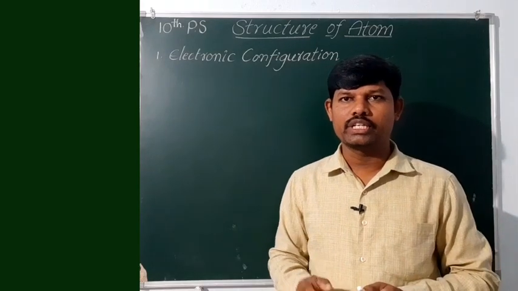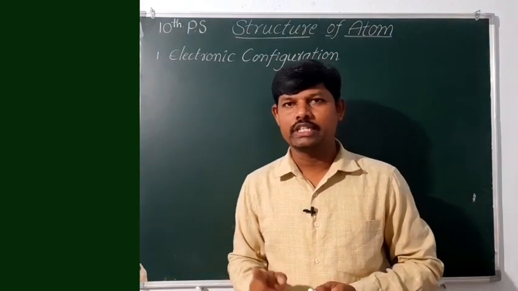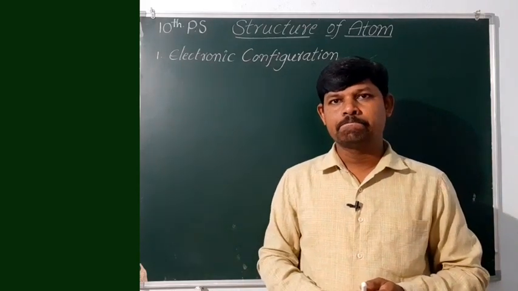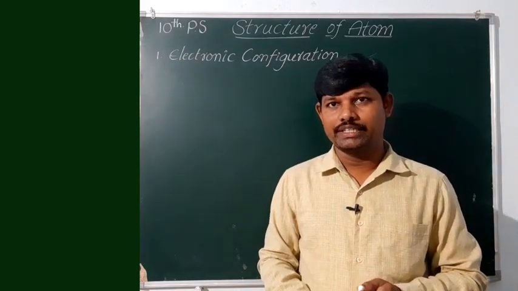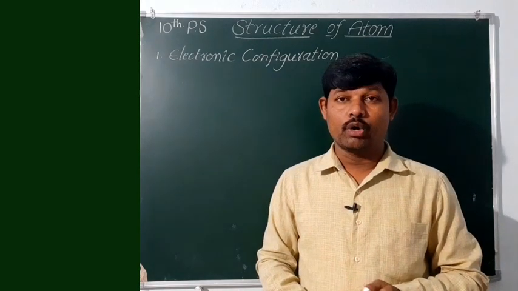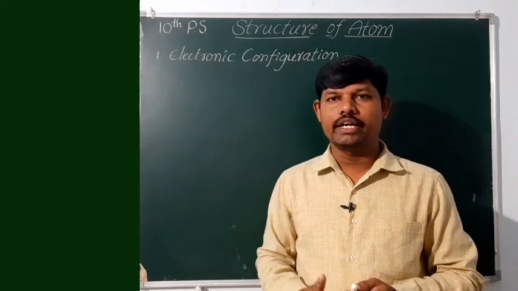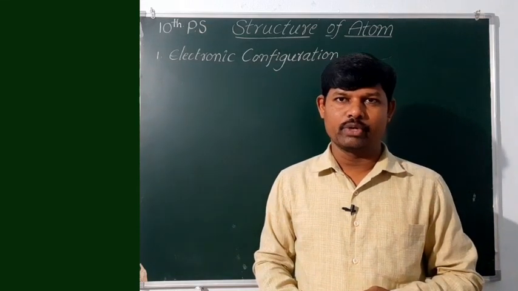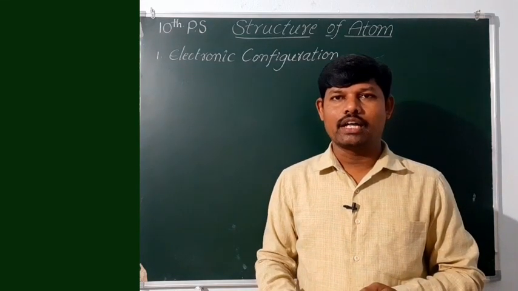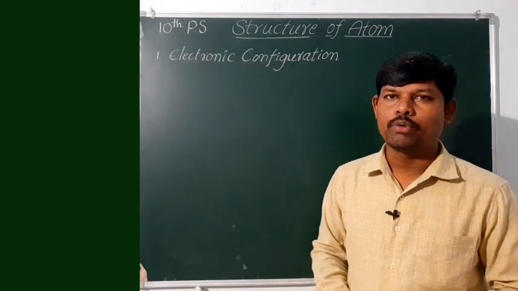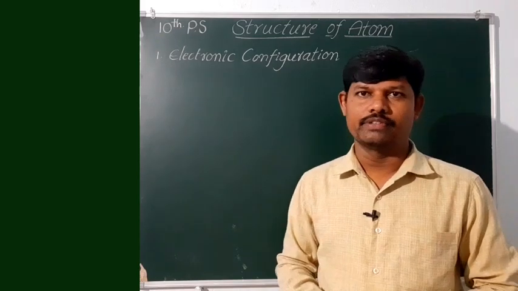So we have to follow these three main principles, that is Pauli's exclusion principle, Aufbau principle and Hund's rule. Let us discuss one by one. Then we can write the electronic configuration of helium. First one, Pauli's exclusion principle.